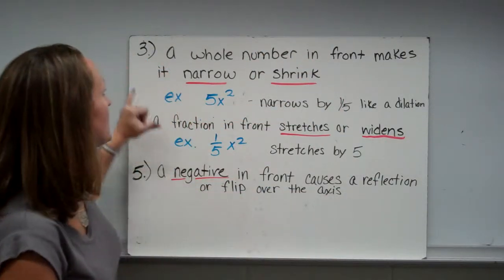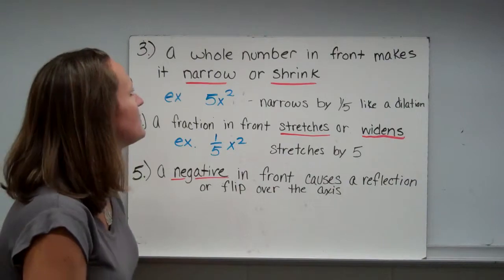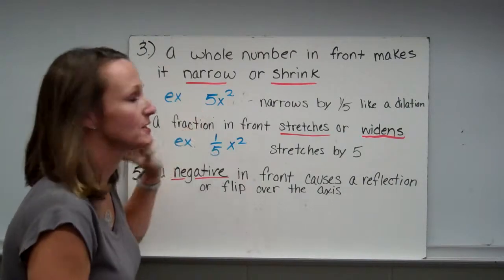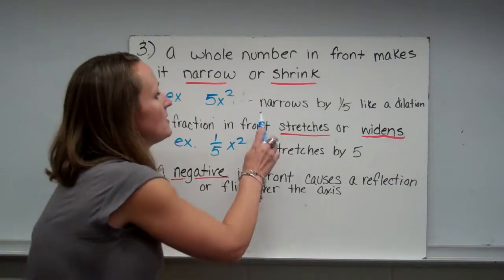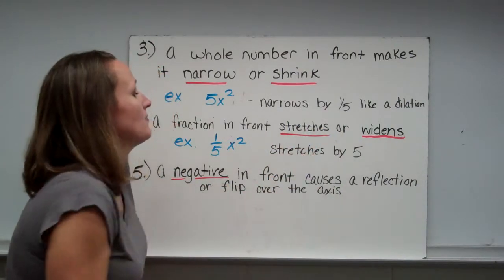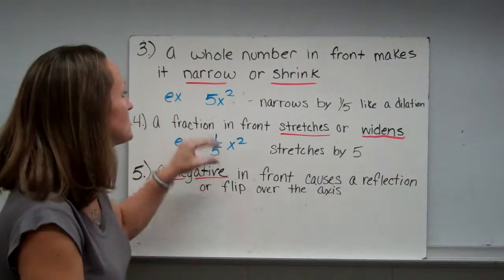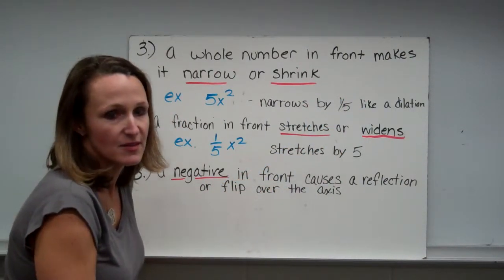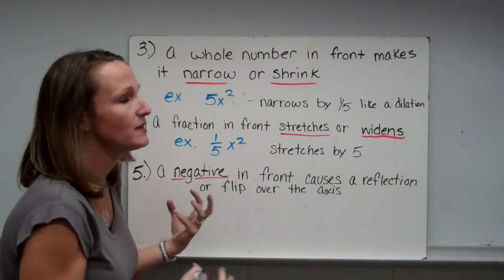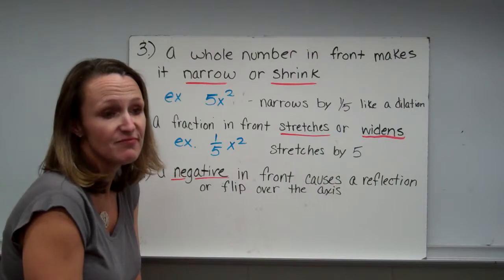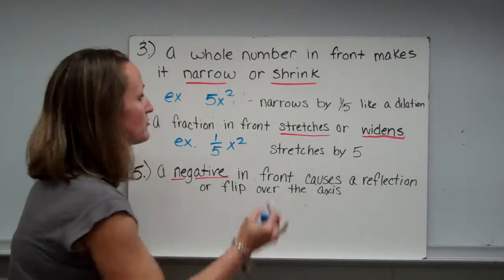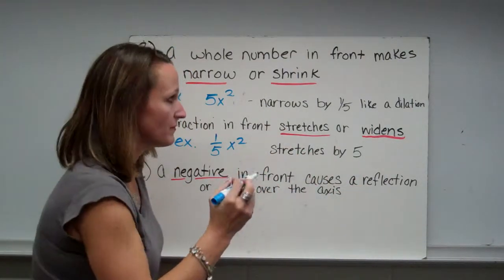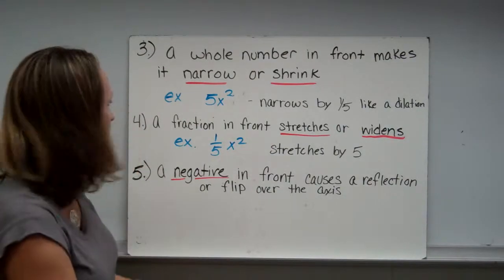Number 3, a whole number in front of it means you narrow or you shrink. This is another one that's the opposite of what it says. So for example, if we have 5x squared, it means you're going to get narrower by 1/5. It's kind of like a dilation. So 5x means you're going to shrink by 1/5. If I told you to write an equation that had a compression of 5, you would write 1/5 in front of it. So you do the opposite of what I'm asking.